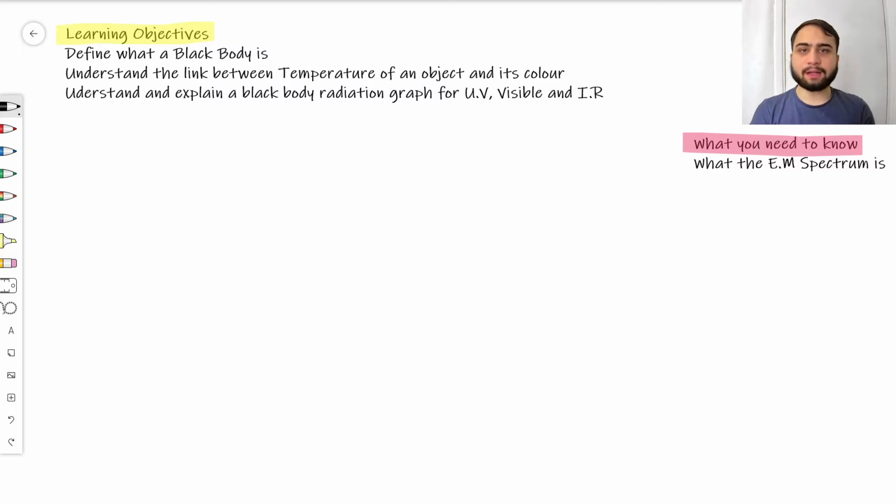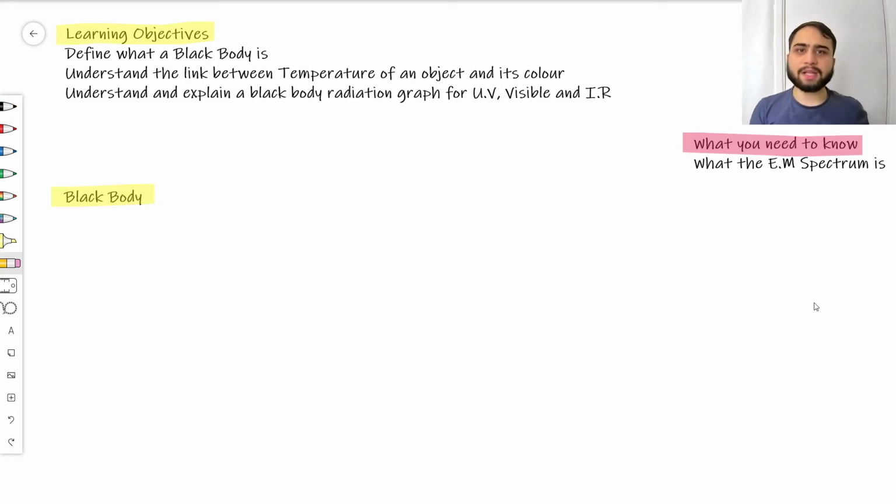So some of our learning objectives include to define what a blackbody actually is, to understand the link between temperature of an object and its color, and to understand and explain a blackbody radiation graph for ultraviolet, visible and infrared radiation. Now, something you already need to know is what the EM spectrum, the electromagnetic spectrum, actually is. You know, some of its components, some of its features. If you don't, worry, I'm going to remind you. But I have also got a video on it, so you might want to check that out. So if you're ready, let's get into it.